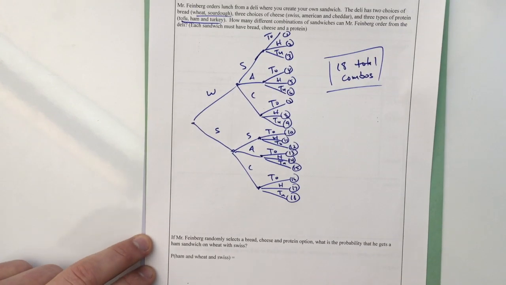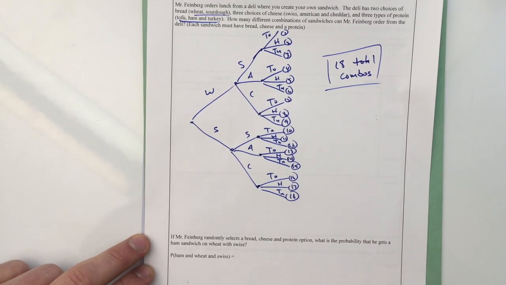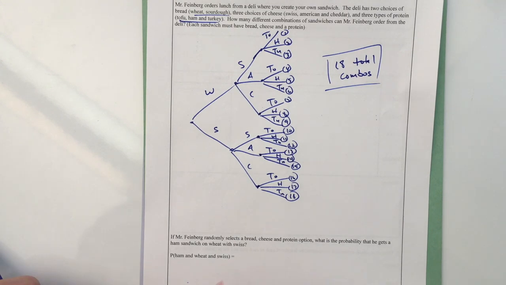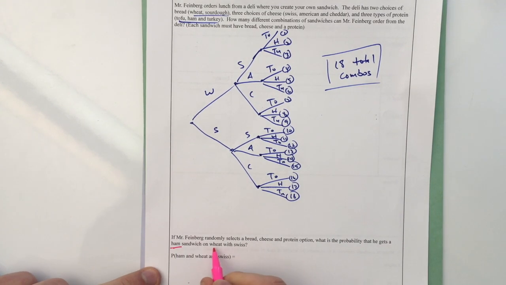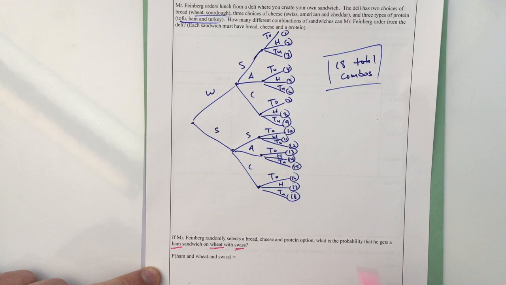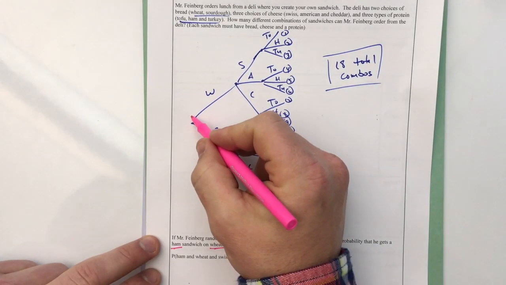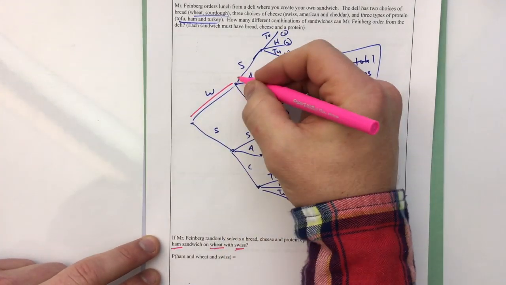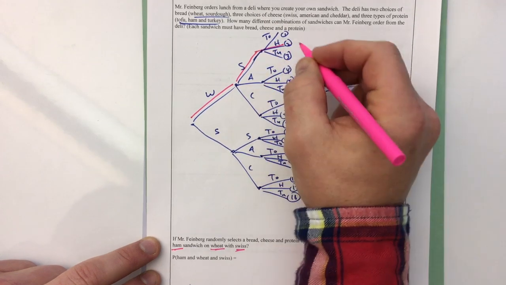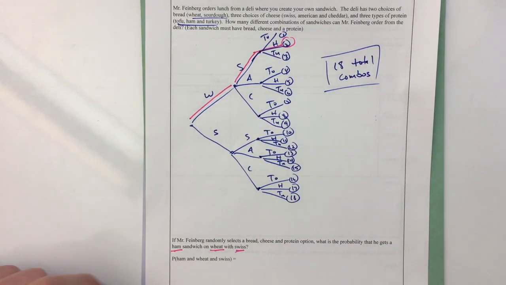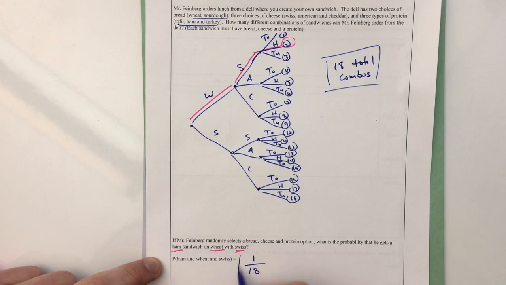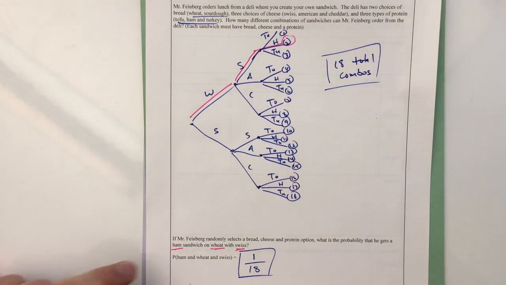All right. If Mr. Feinberg randomly selects a bread, cheese, and protein option, what's the probability that he gets a ham sandwich on wheat with Swiss? Oh, I know what it is. Well, I want to start with wheat. I got to go down here. Wheat, Swiss, ham. That's my only option that has all those options. So there's one choice out of 18 total. 1/18.